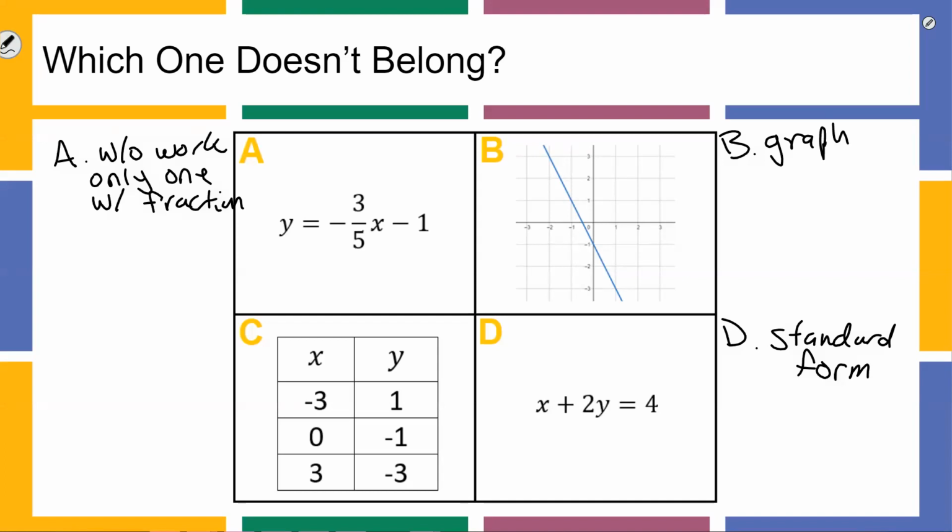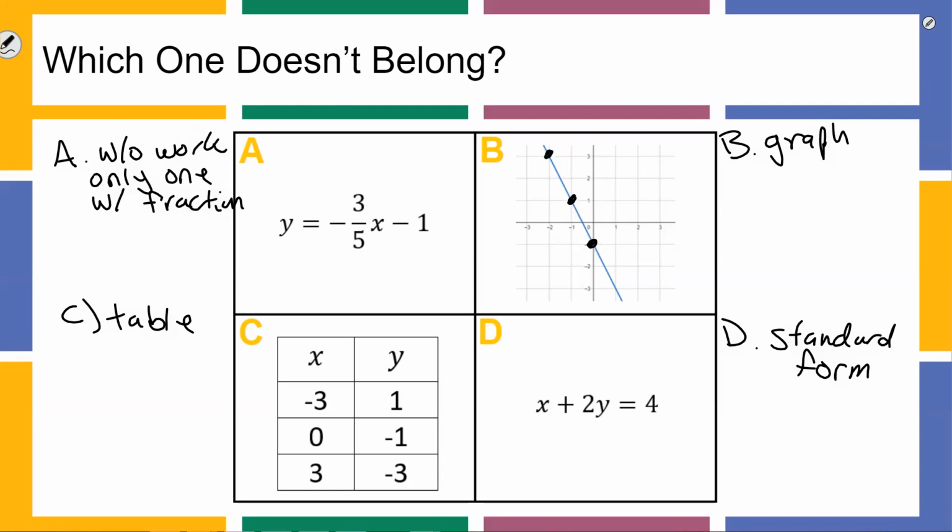What about C? What would be the obvious reason why it doesn't belong? How is this different than this, this, and this? Just by looking at it. D is the obvious because of the standard form. A, we could have also said it's the only one in slope intercept form. Now, if we actually found the equation for each, so let's do that. This one's already in slope intercept form.